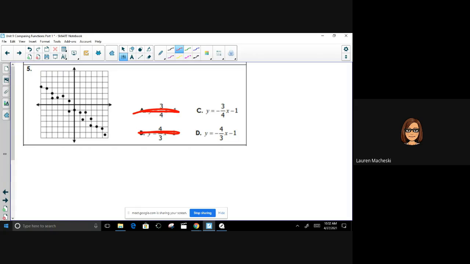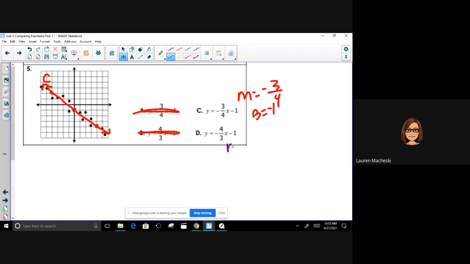I'm going to check C. So C, my slope is negative 3/4, my y-intercept is negative 1. Negative 3 means I go down 3. Positive 4 means I go right 4. That seems like it's pretty spot on, huh? And then up 3 and left 4. So it looks to me like C might be it.